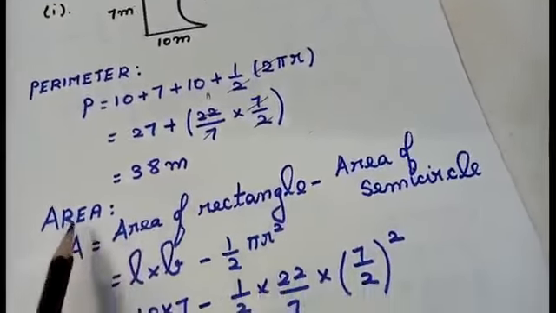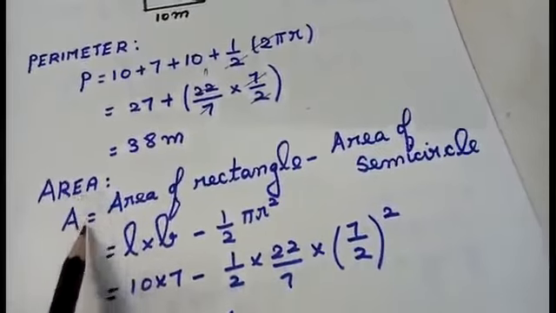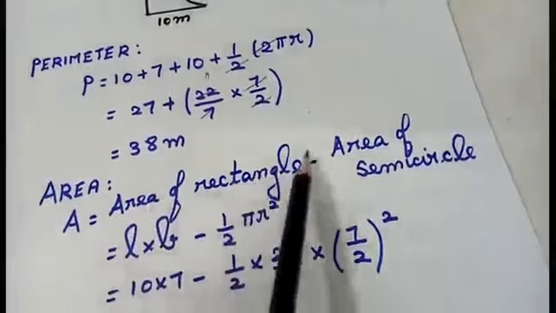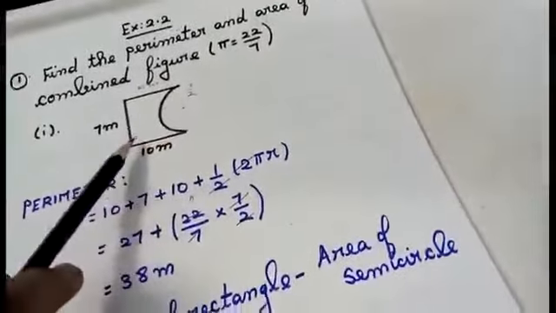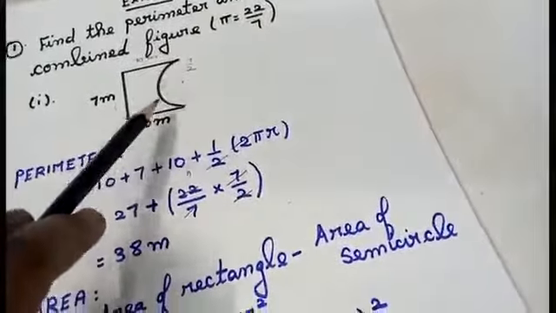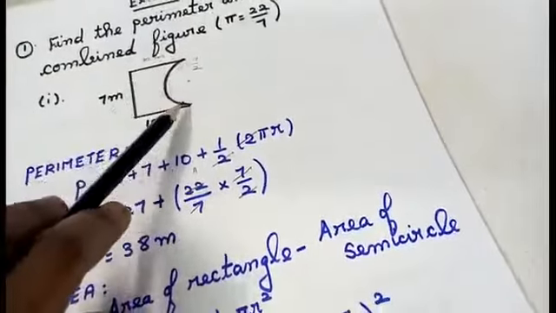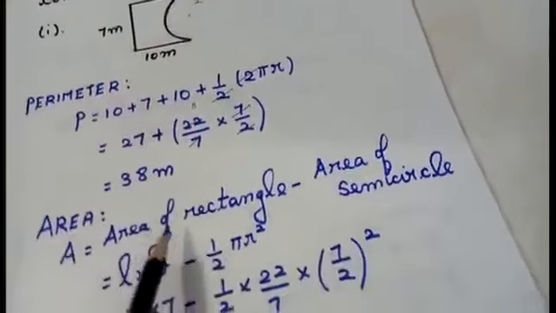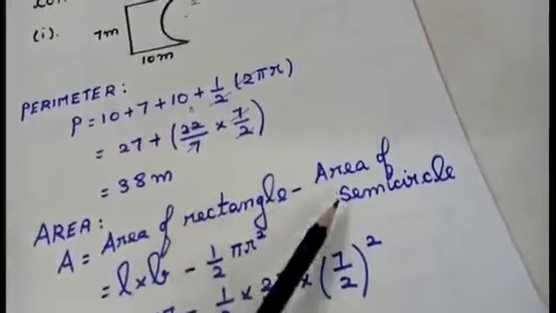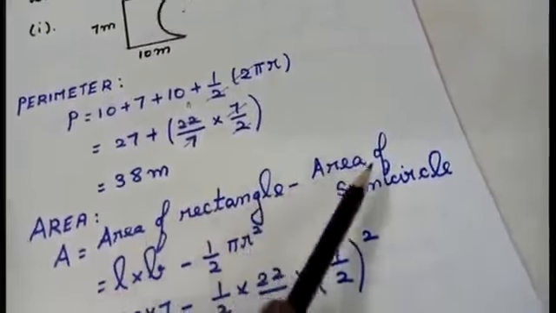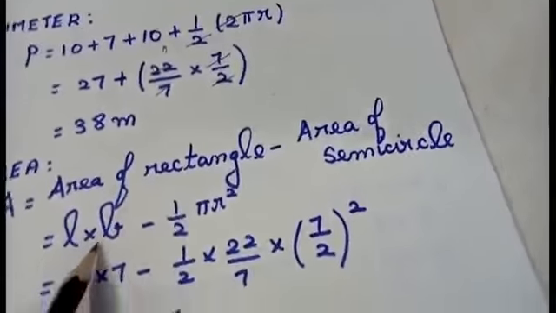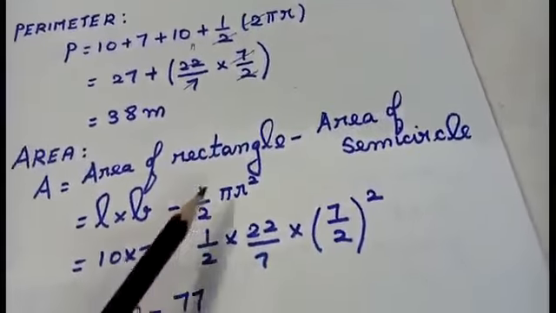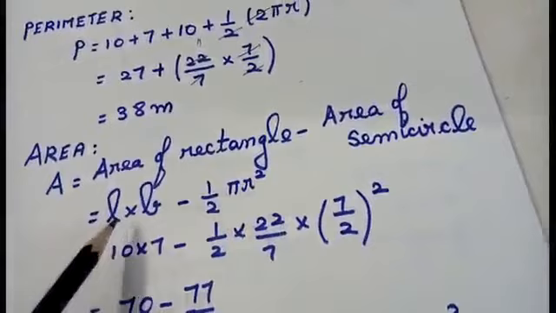Coming to area. In area, I am going to calculate area of rectangle minus area of semicircle. Since the outermost figure is a rectangle, students, and inside I am having a semicircle, I am going to take the outer figure minus inner figure. That is area of rectangle minus area of semicircle. The formula for area of rectangle is length into breadth and area of semicircle is half into pi r square. So I am just calculating the value.